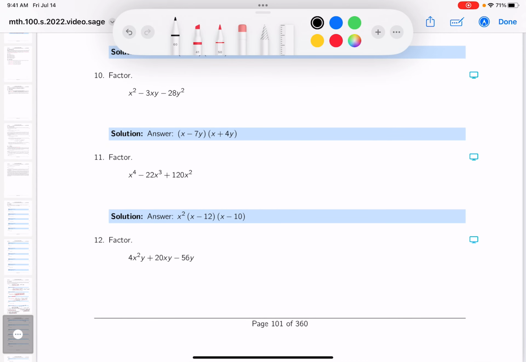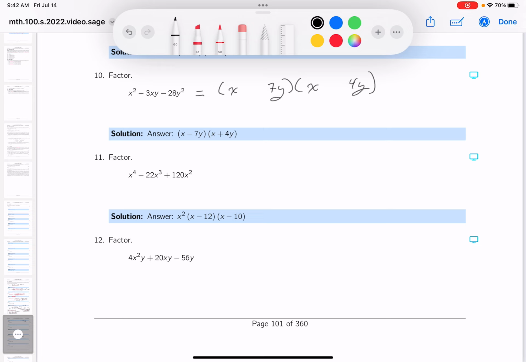Okay, number 10 is more complicated because there's multiple letters in it. But again, my recommendation is, give it a try. X and X is really the only reasonable way to get x squared if you're using integer coefficients, by the way. And looking at the 28y squared, I'm going to say maybe 7y and 4y. So I'll put this over here, 7y and 4y.